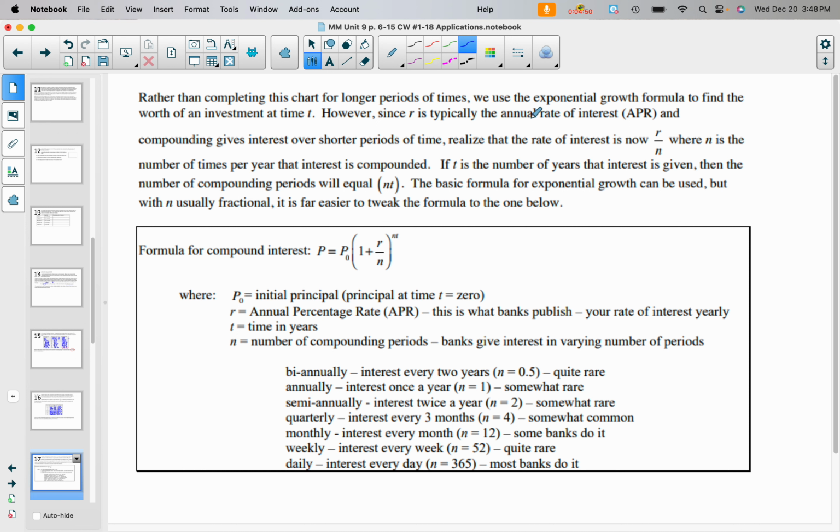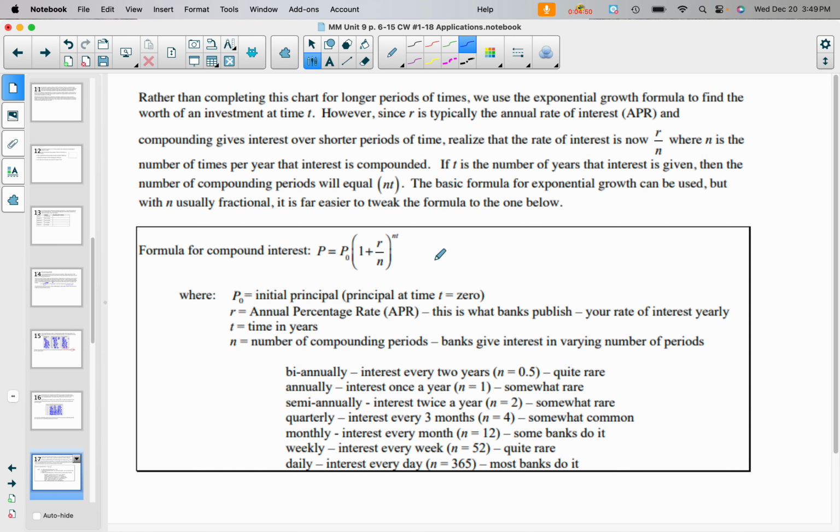So R is typically the annual rate of interest, which is called the APR, and compounding gives interest over shorter periods of time. So we're going to take the rate, the APR, and divide by N, where N is the number of times per year that the interest is compounded. If T is the number of years that interest is given, then the number of compounding periods would be N times T. If N is 4, because you're doing quarterly for 1 year, then 4 times 1 is 4. So you're actually compounding 4 times.